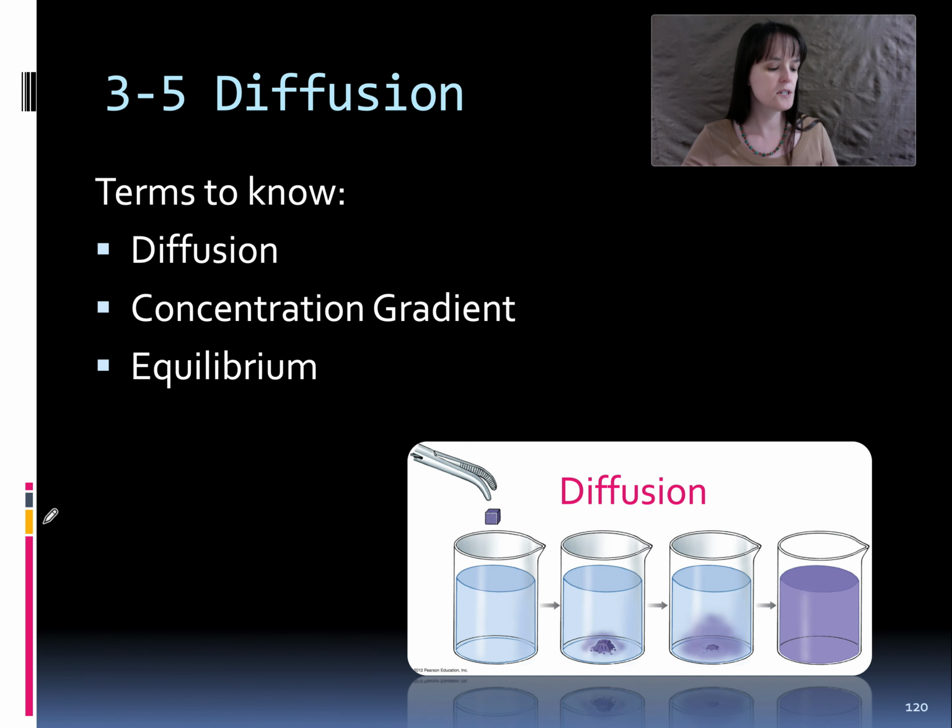All right, terms to know. Diffusion. Diffusion is the movement of a substance from an area of high concentration to an area of low concentration.